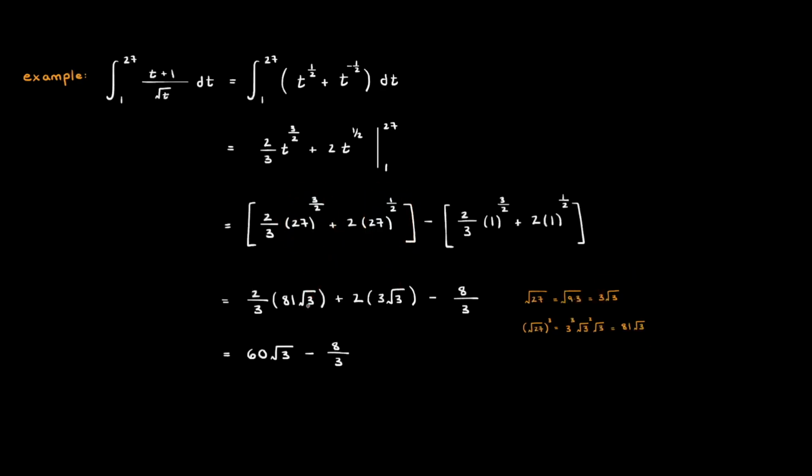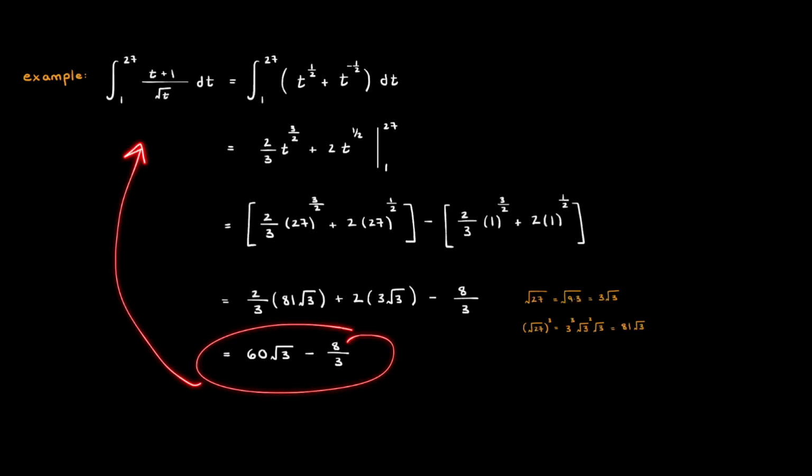And then you just collect like terms. So these are like radicals, and you can collect their coefficients together to get 60 copies of square root 3 minus this fraction. And so there we go, that is the exact answer for the value of this definite integral.